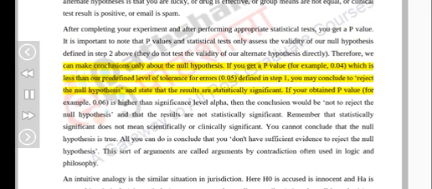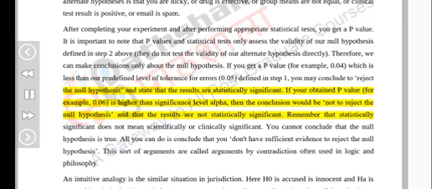If you get a p-value, for example, 0.04, which is less than our predefined level of tolerance for errors, 0.05, defined in step 1, you may conclude to reject the null hypothesis and state that the results are statistically significant. If your obtained p-value, for example, 0.06, is higher than significance level alpha, then the conclusion would be not to reject the null hypothesis and that the results are not statistically significant.